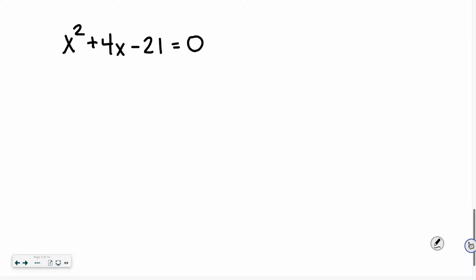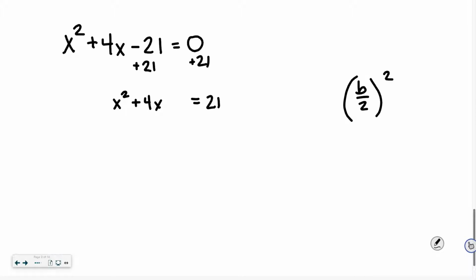Okay, so where would I begin here? Yeah, I'm going to add the 21. I'm going to isolate so that I can get the C value gone. X squared plus 4x. Now I need to figure out what C value I'm going to add in to make the left side of my equation a perfect square trinomial. How do I do that? B divided by 2 squared. So we have our B value is 4. 4 divided by 2 squared, which will be 2 squared, which is 4.